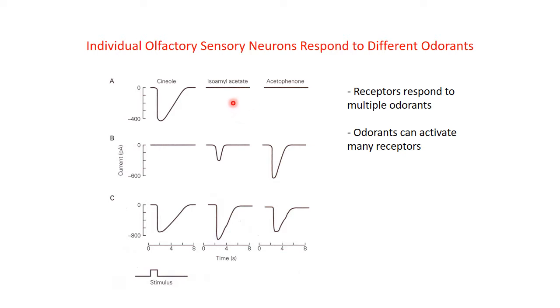So, for example, recording from this cell shows that it responds best to this specific odorant, while another cell can respond to two different types of odorants, while a third cell can respond to those three types of odorants. So odorants can activate many receptors, and receptors can respond to multiple odorants.